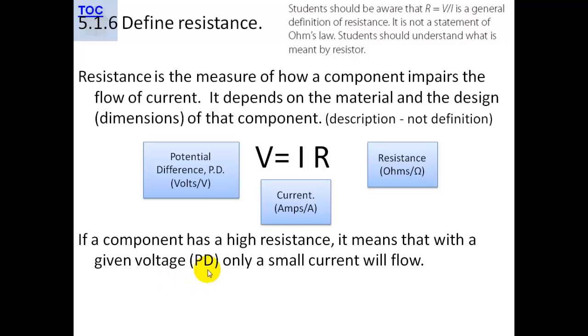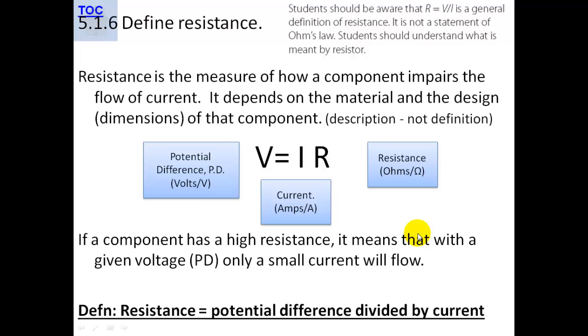So this means if a component has a high resistance, if this value is high, with a given voltage, a given potential difference, the current will be low. So, the definition: the resistance is the potential difference divided by the current for a component.